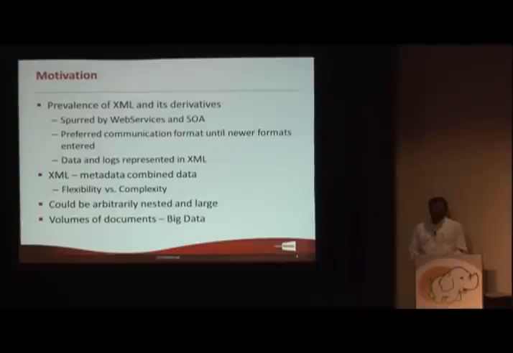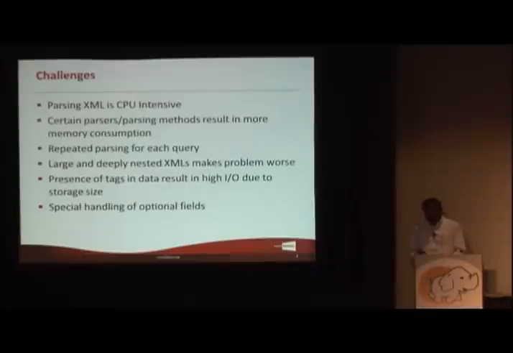XML is very good. It is very flexible. It has metadata baked into the data. But along with that comes the complexity in terms of arbitrary nesting that can be done, which makes the data types a little bit complex. And also, parsing takes CPU resources and memory as well. Combine that with volumes of data in a big data system, then we have a big problem.